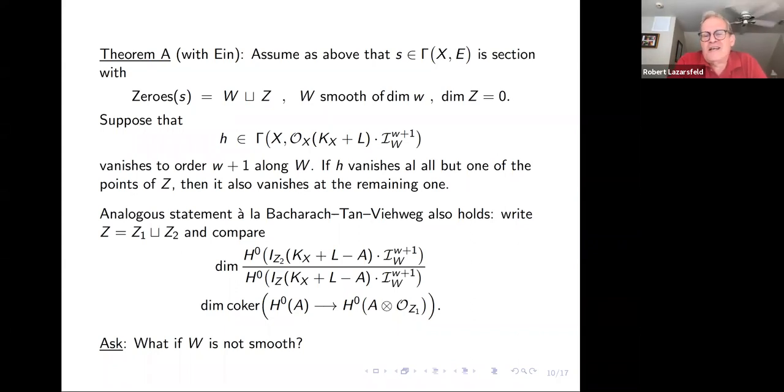I mean, it's non-conceptual. Why should you look at things vanishing to high order along W? And what if W isn't smooth? So again, I'm assuming that Z is smooth, but that's just for simplicity. But for this statement, I really require W to be smooth. So this doesn't seem like the right statement yet. I want to find the right statement that this is a special case of.